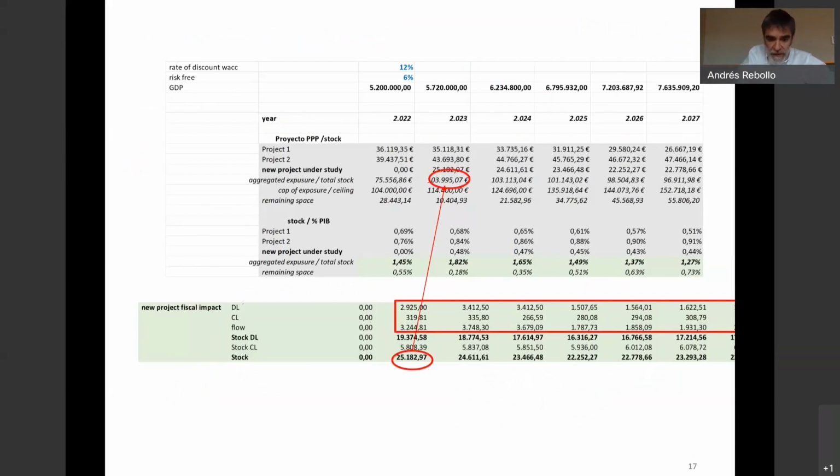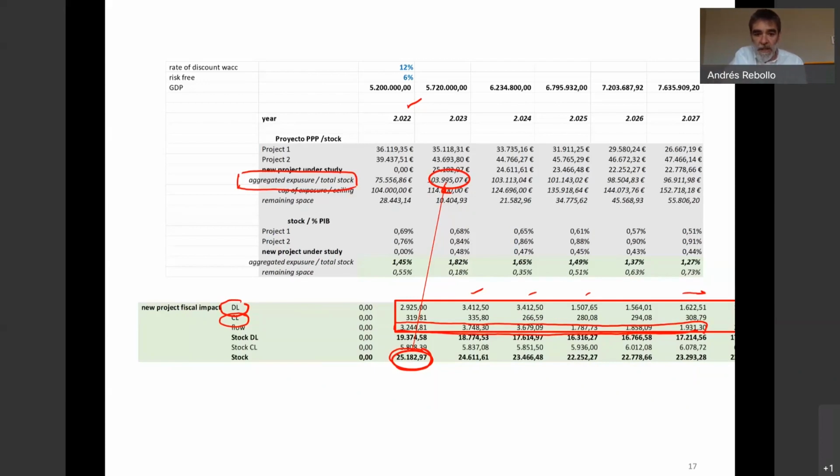which are the projections of the direct liabilities per year. Let's say that this analysis was done last year. So for the year 22, then 23, 24, 25, and so on. Direct liabilities and contingent liabilities duly projected. The two things together are the flow: the sum of direct liabilities and contingent liabilities duly projected every year. And the stock of direct liabilities and contingent liabilities is the net present value of all these projected values. This stock of this project will be incorporated in the aggregated exposure, the total stock.